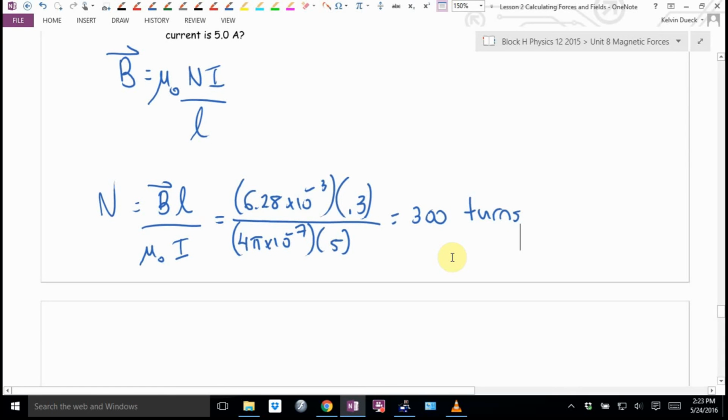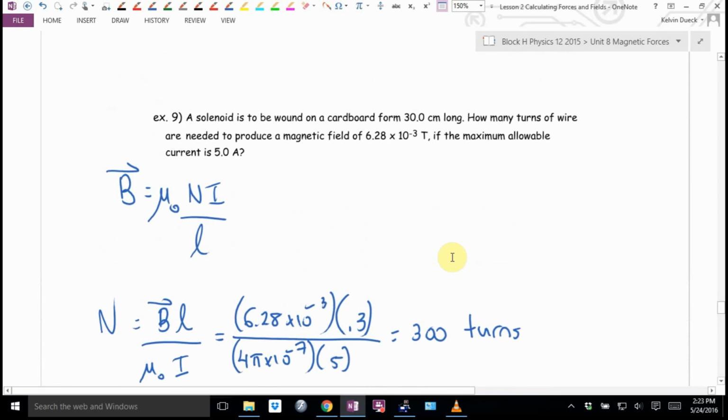That's what N means. I'd have to think about it. Do I need half? Maybe it's half. But that's what that lowercase n is, the number of turns per meter. So this solenoid would be rated as 1,000 turns per meter.